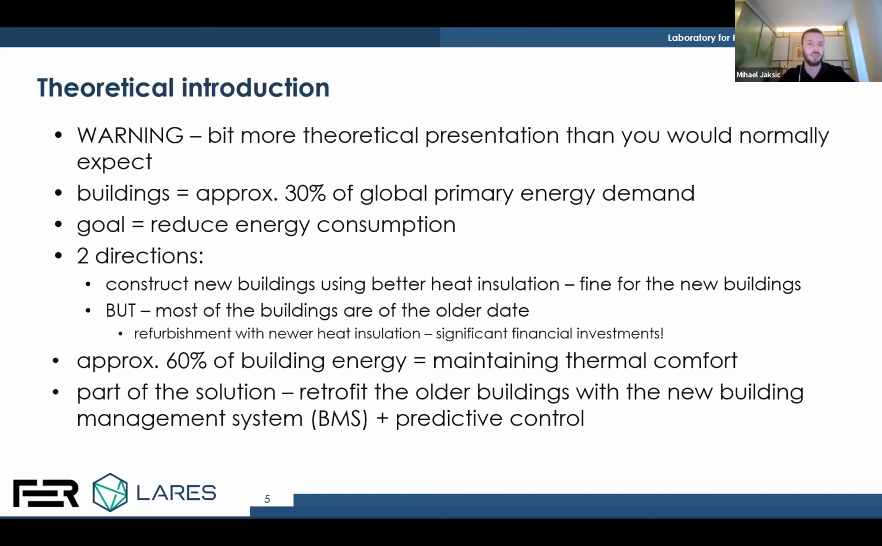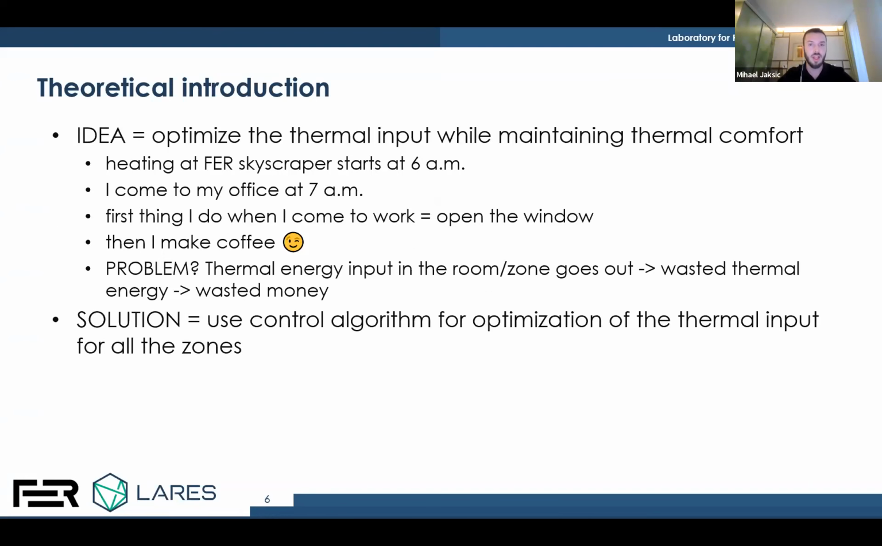However, if you dig deeply into the data, 60% of this 30% in building energy goes towards maintaining thermal comfort. So one part of the solution is to retrofit the older buildings with new building management systems, or BMS, and apply some sort of predictive control algorithm to it. The idea is to optimize the thermal input while maintaining the thermal comfort.